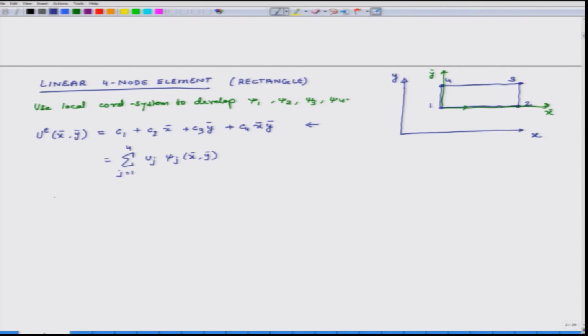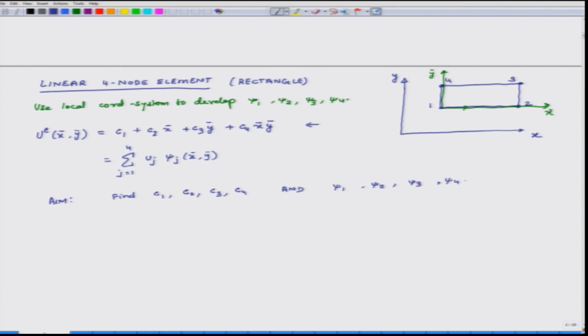So, our aim, like in the case of triangular element, is to find C1, C2, C3, C4 and also find out expressions for psi1, psi2, psi3 and psi4 as functions of x bar and y bar, which is the local coordinate.